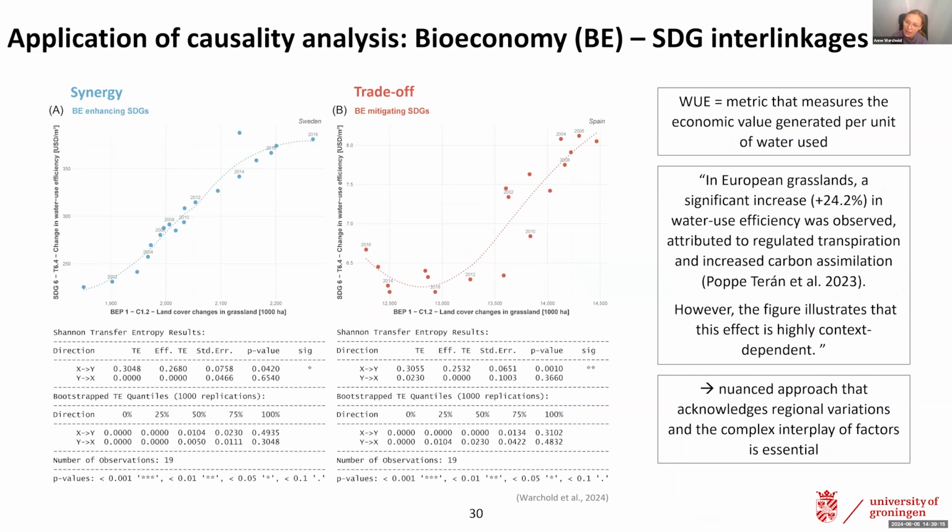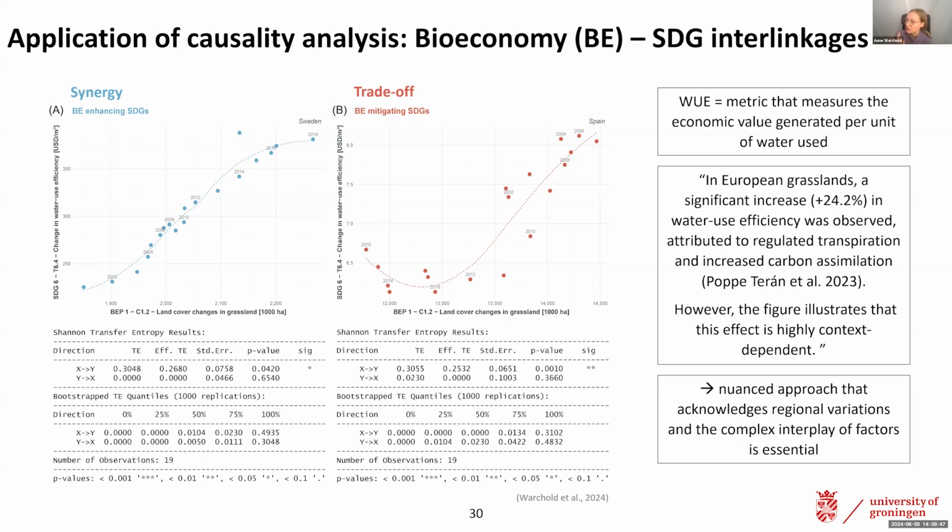You have an indicator that is land cover change in grasslands, and you have an indicator that is change in water use efficiency. Water use efficiency is a metric that measures the economic value generated per unit of water used. You can see here that for Sweden, obviously land cover change of grasslands you want to increase, and also the water use efficiency you want to increase. So for A, Sweden, it's a synergy, and for B, Spain, it's a trade-off.